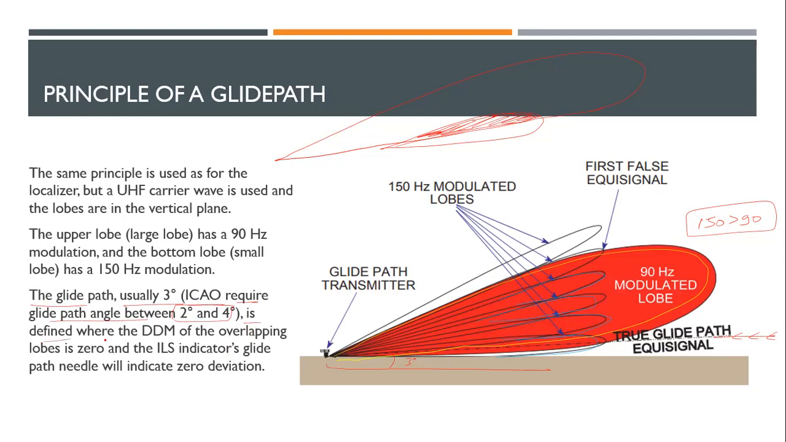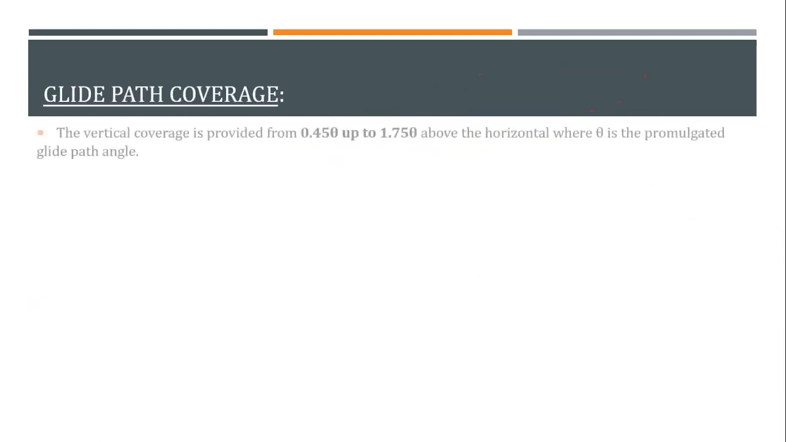It is defined where the DDM, or the difference in depth of modulation of the overlapping lobe, is 0. Okay, the ILS indicator's glide path needle will indicate 0 deviation. Okay, the coverage area of them are in theta. Now, why are they in theta? Because this theta is what? The desired glide path angle.